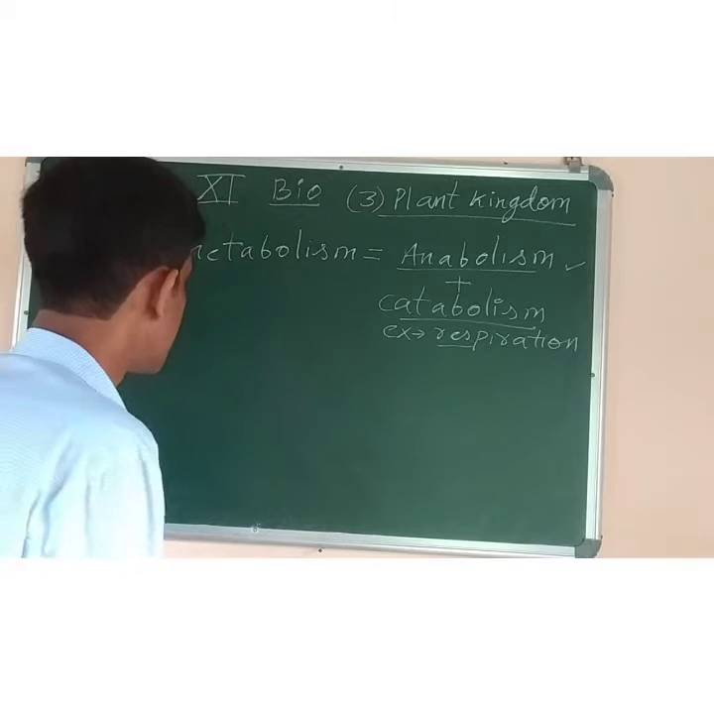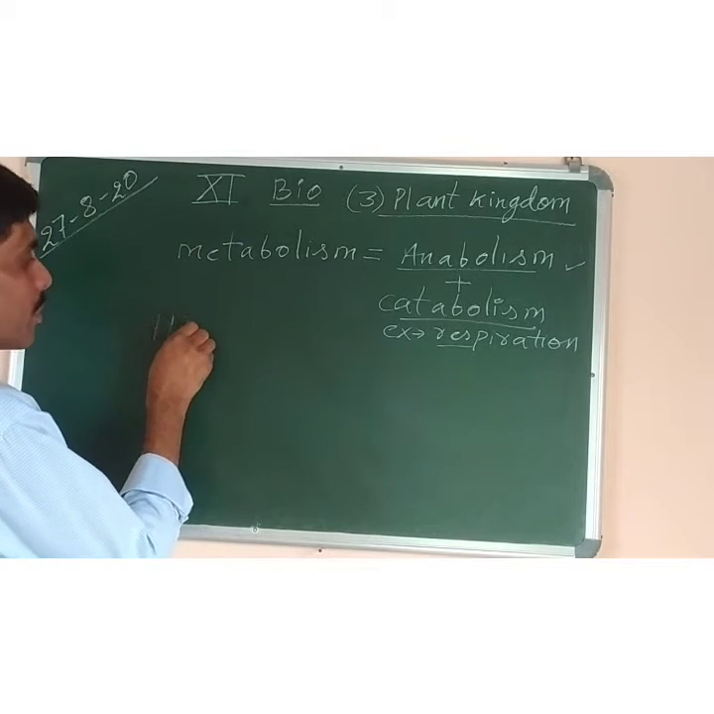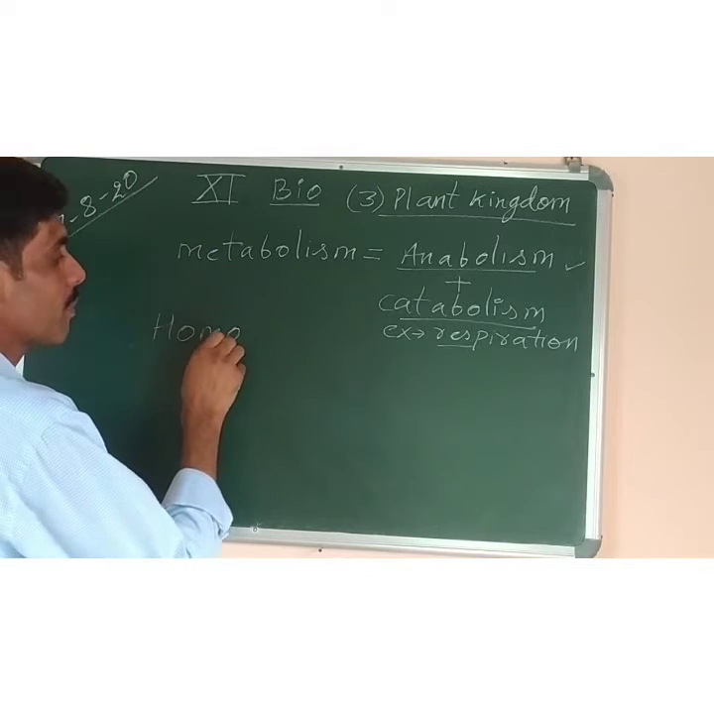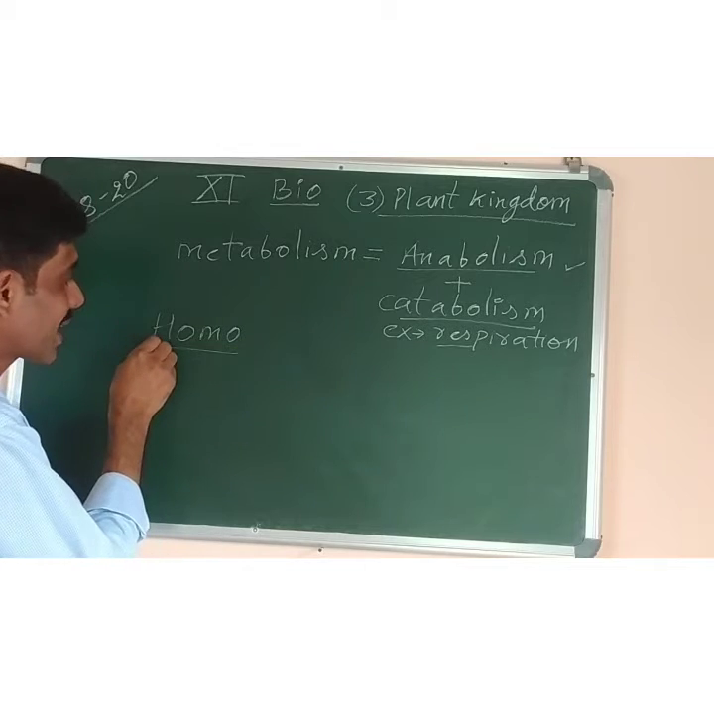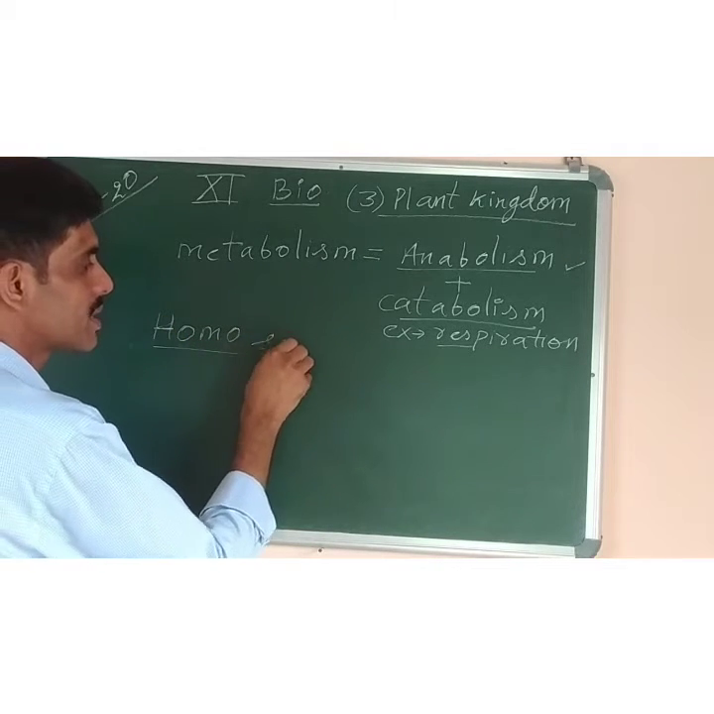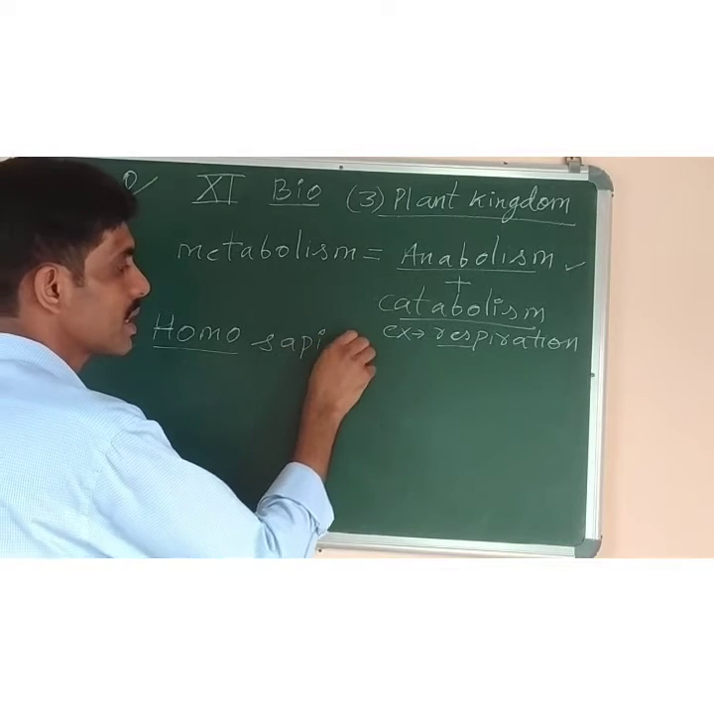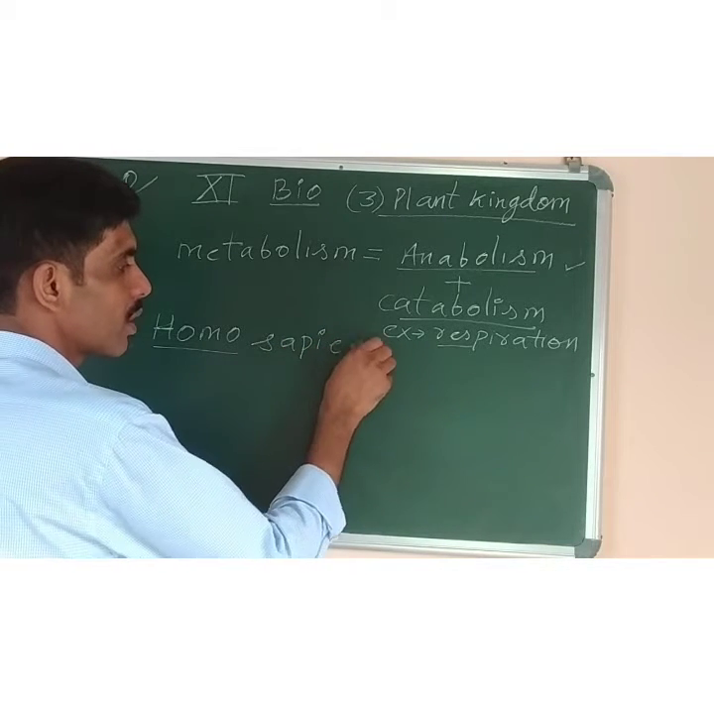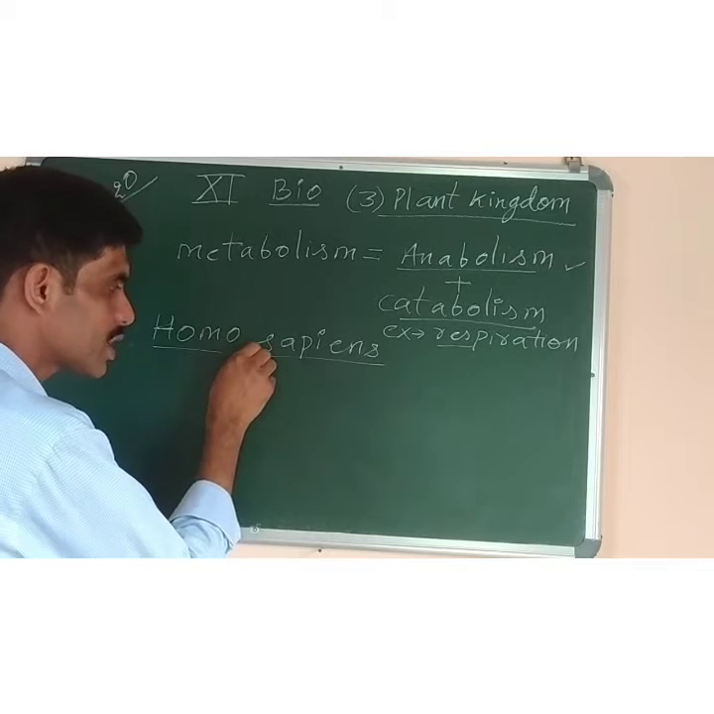The first name is the genus name, like human beings. It is called Homo. Homo is the genus name starting with a capital letter. This is called genus name. And the second name, that is sapiens, it is a species name, Homo sapiens. So this one starts with a small letter.